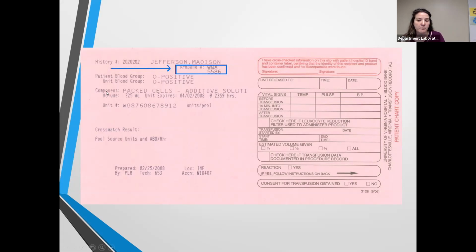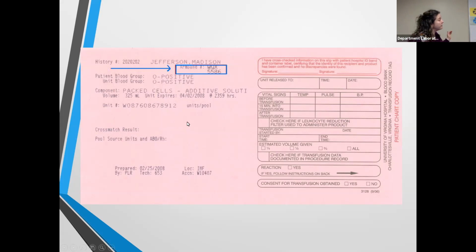And then notice here's your component. It says packed cells. It even says that it has additive added, so that would be your Adsol. And it has your unit number, the volume, your expiration date. And then it would have your cross-match result right here, compatible or incompatible, all right?